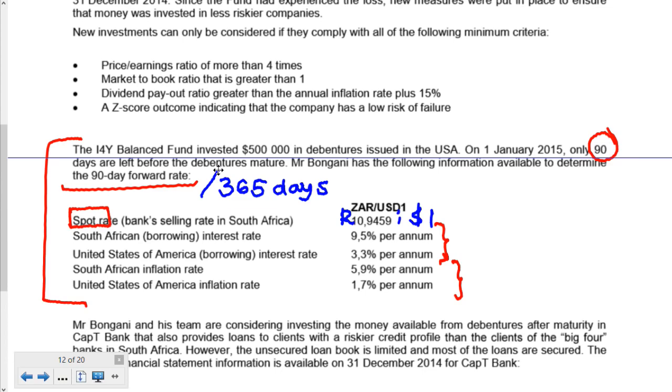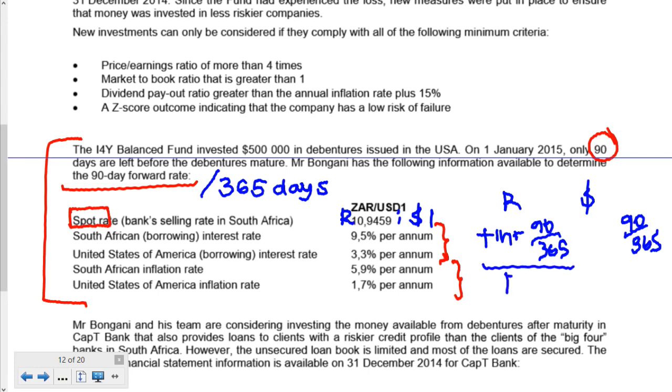No, remember you're going to start with rands and dollars, then add interest for 90 days, and then you're going to have a new rands and a new dollars, and you convert it into what it is to $1. Remember that from last week. You're going to do the same with inflation as well, just to make sure you can do the calculations.